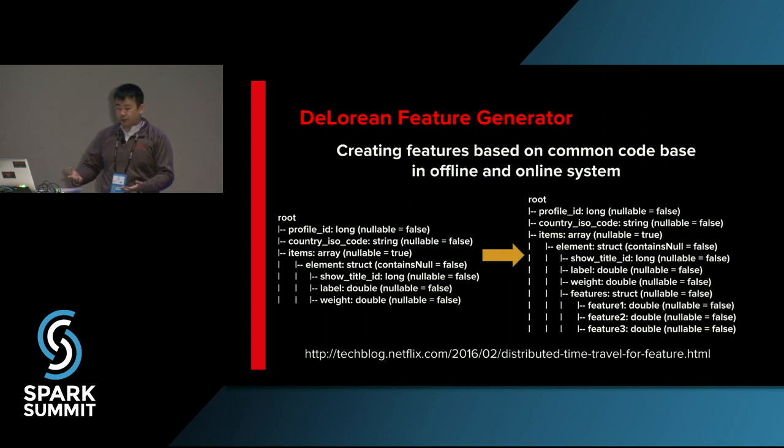And also for feature generation, it can take the input data, which is the output from the previous slide, and we compute the features. So we actually just append the features into the output data frames. So it's a bunch of transformations to prepare the features.